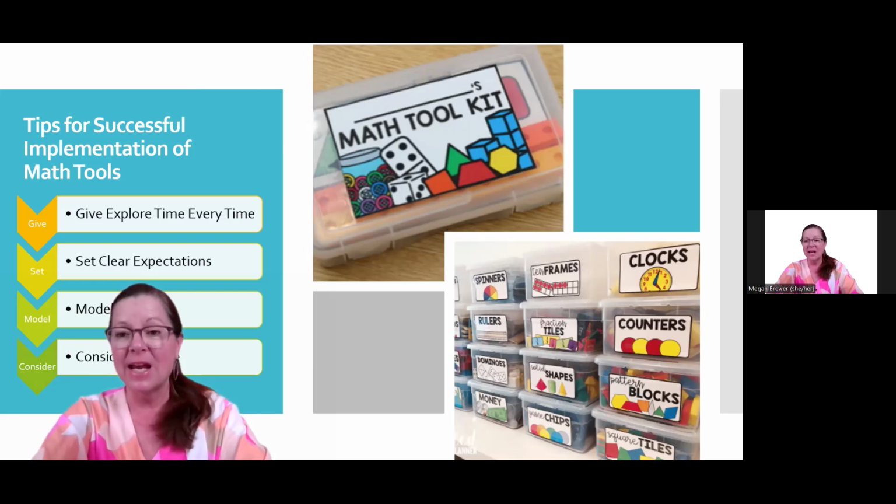Set clear expectations. Before ever passing out a math tool, share this is how it can and cannot be used. For example, in later grades, when using geoboards and rubber bands, clearly share with students, rubber bands will not go flying across the room. If they do, share the consequence that the student will lose the opportunity that day to use the math tool and can only watch others. Students do not want that. 3, model use. This is how we will use the tool. Show and share with your students.